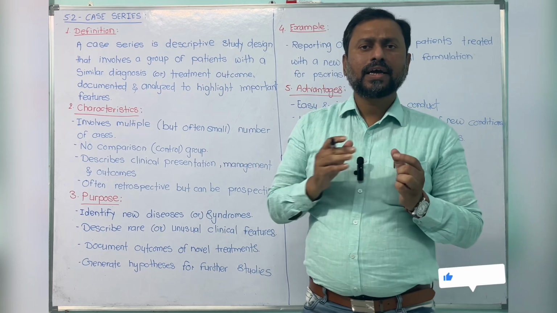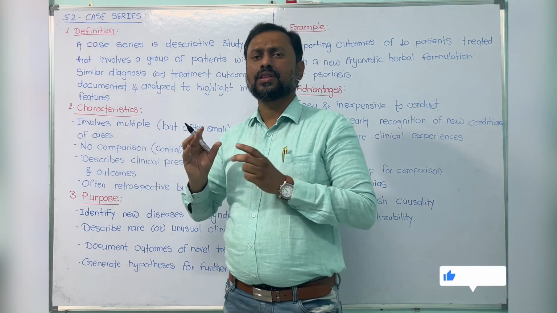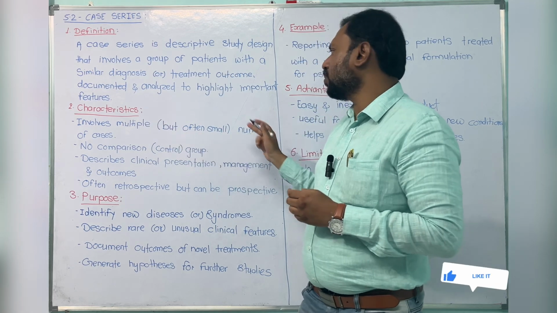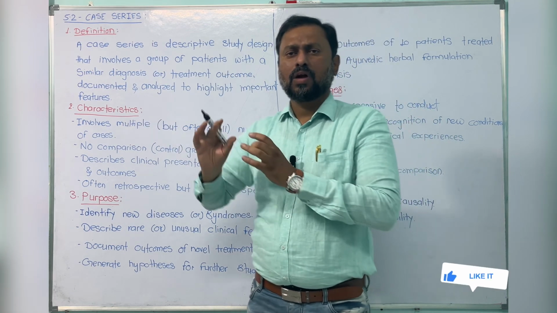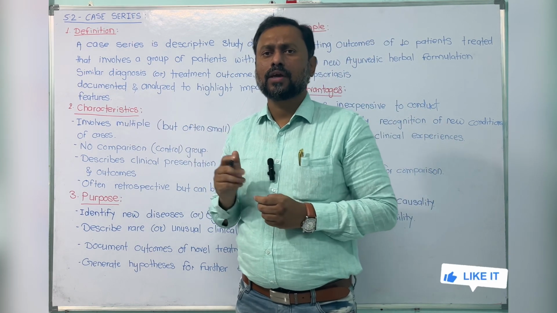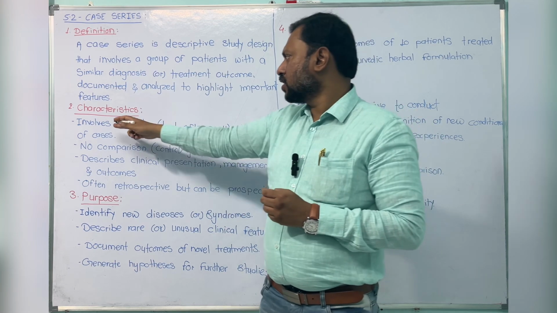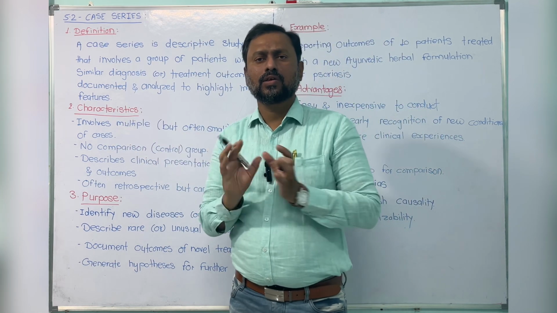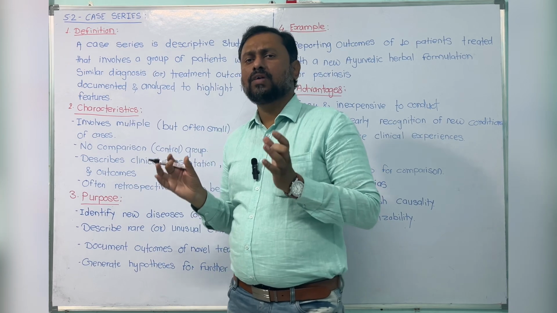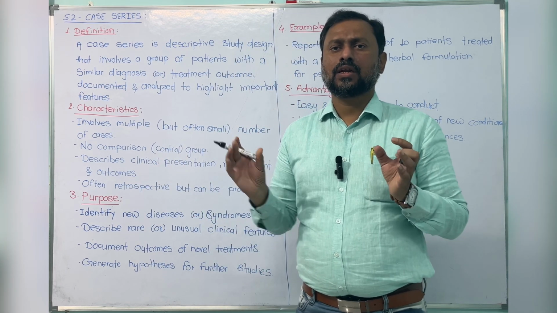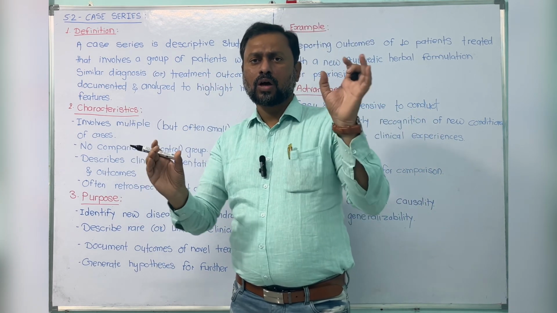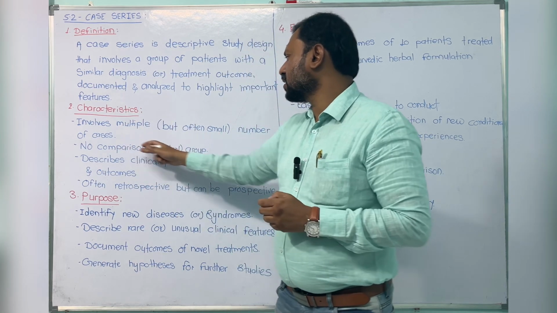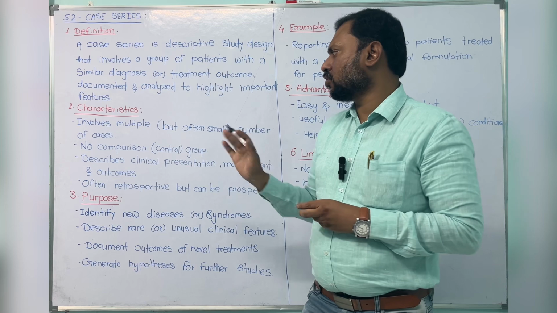Next, what characteristics should be there in a case series? The main thing is that it involves multiple cases. Multiple means a small number only, 5 patients or 10 patients, and no comparison. Here there is no comparison. You know, while doing any research, there is a comparison, like a placebo group or standard group and your drug group. Here there is no comparison or control group.